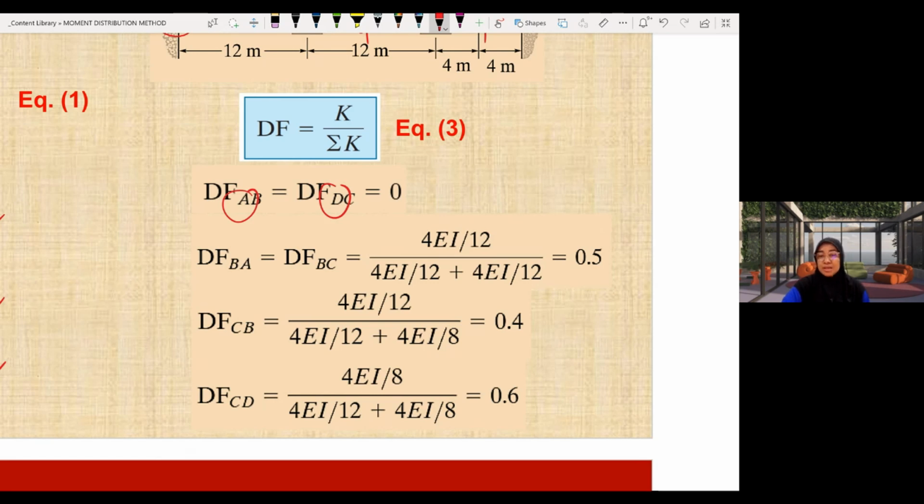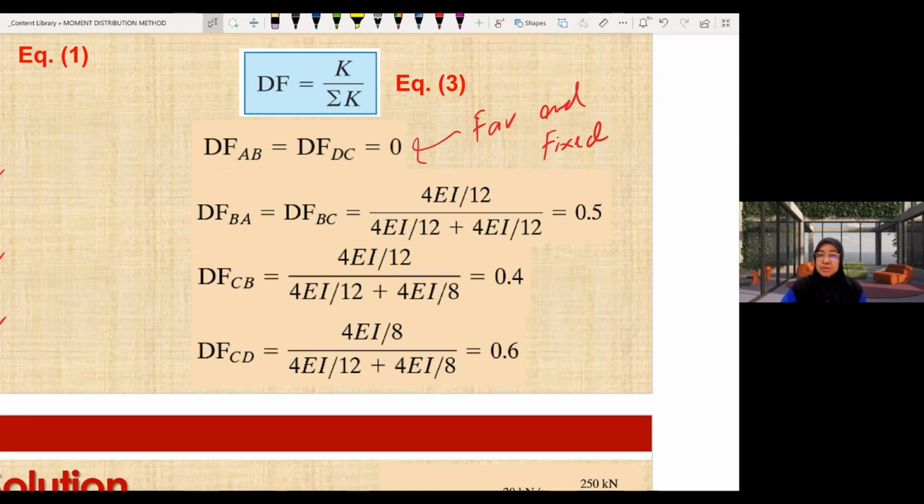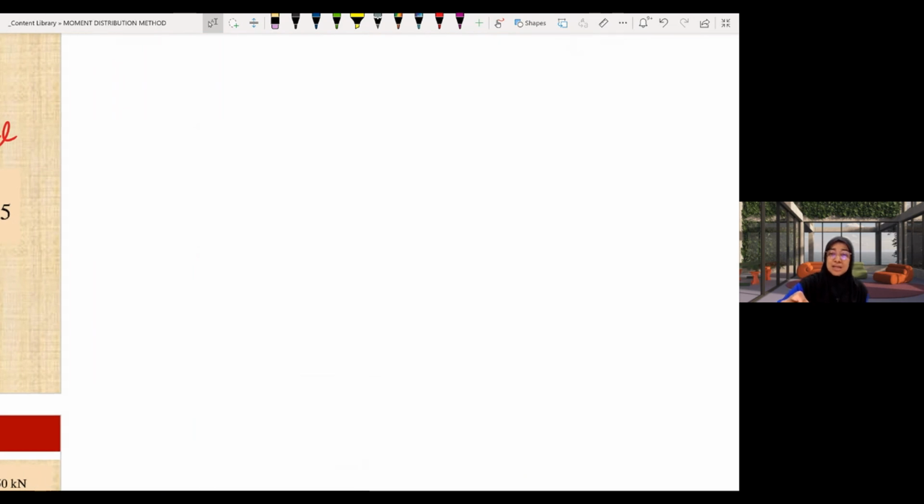So remember, the distribution factor for a far and fixed end will always be 0. For the other ends, we just use the formula to calculate the value. So for DFBA and DFBC, I would like to show you in table form so that you will see it clearly.